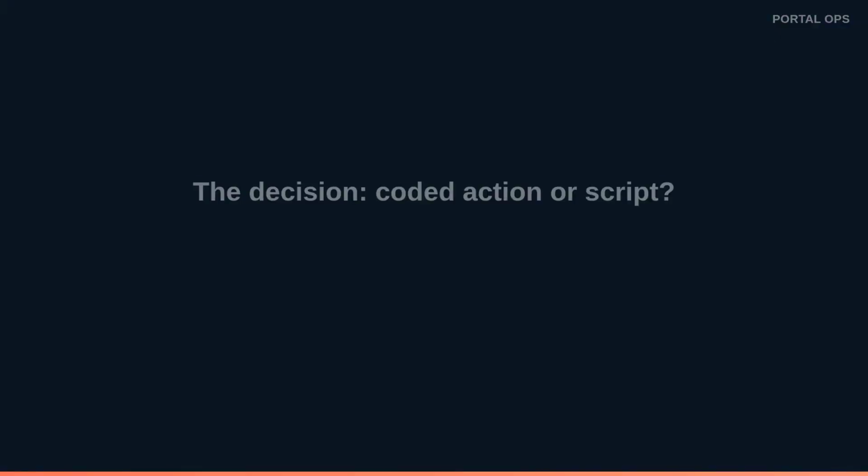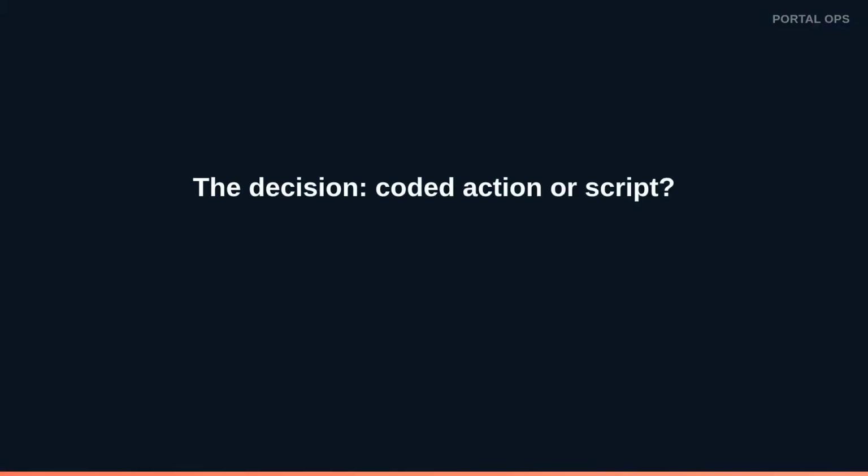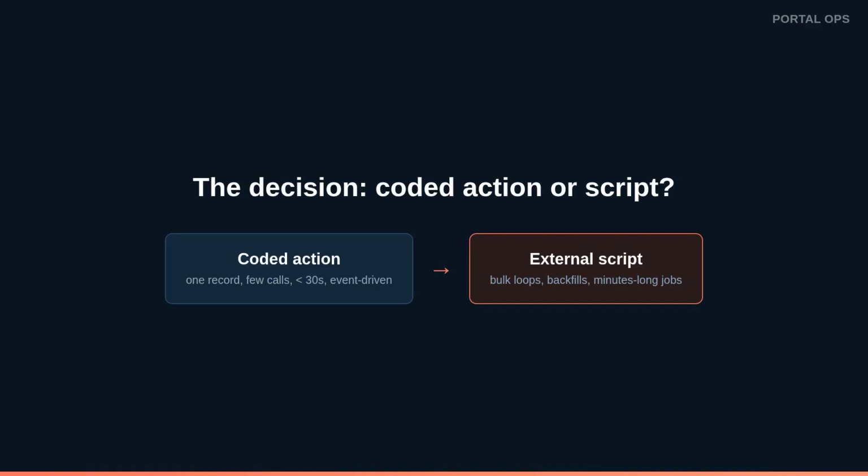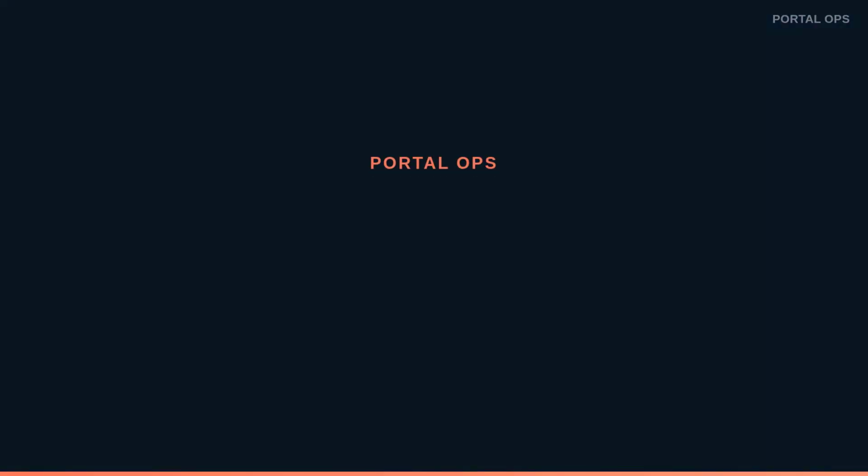So the rule of thumb I use on every request like this. If the logic touches one enrolled record, makes a handful of calls, and reacts to an event, coded action. If it loops, backfills, or takes minutes, external script on a scheduler. The lead source sync is squarely case 1. The historical backfill of that same field across 40,000 companies is case 2, and that's a different video. That's the build: association lookup, ranking rule, guarded right, all inside the 30-second envelope.